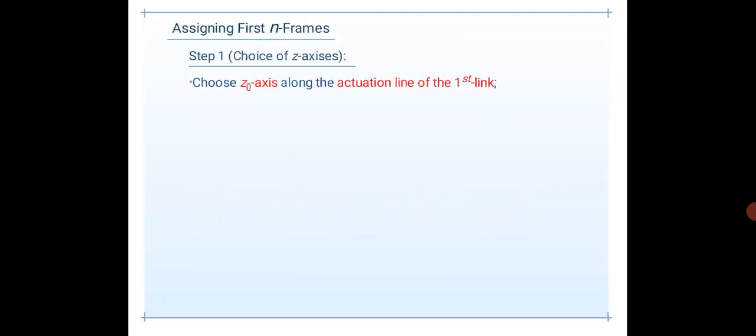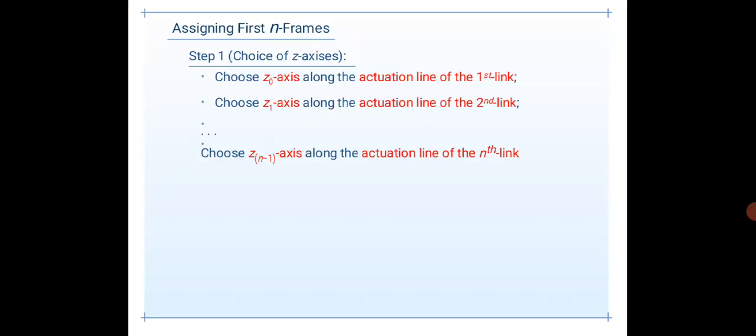Step 1: how to choose the z-axis? We choose the z0 axis along the actuation line of the first link, and the z1 axis along the actuation line of the second link. So for the first link, the axis chosen is z0. For the second link, the axis chosen is z1. Similarly, for however many links there are, we need to choose the z n-1 axis. This is step 1.